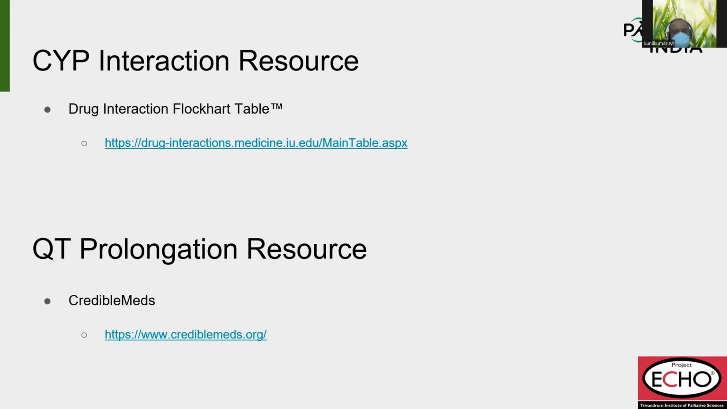And methadone will take about 5 to 7 days to reach a sustained blood level. So don't increase the dose of methadone before 5 to 7 days. It's not like morphine. So we should wait for at least 5 to 7 days. Then the need for ECG, calcium, potassium, and magnesium, you have to decide according to the goals of care.